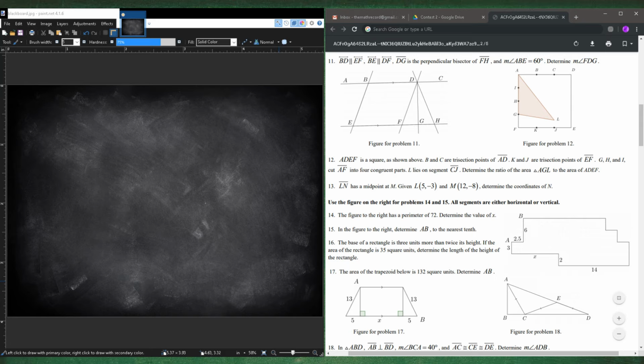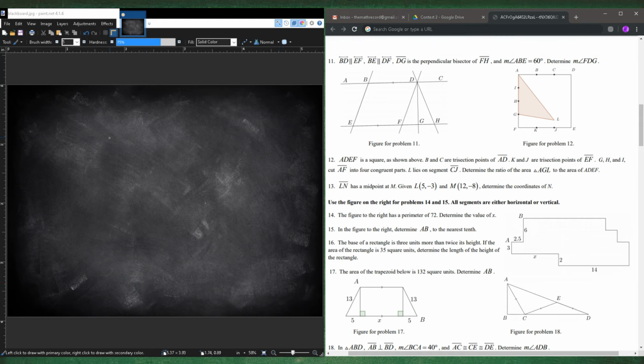BD are trisection points of AD, and KJ are trisection points of EF, and GHI divides AF into 4 congruent parts, and L lies on CJ. Determine the ratio of the area of AGL to ADEF.